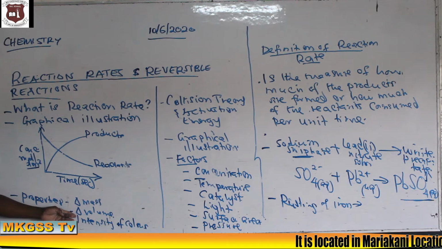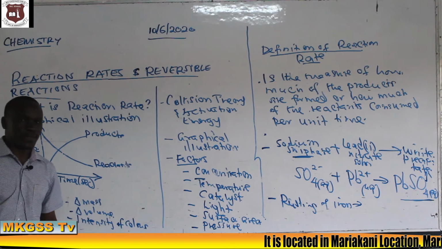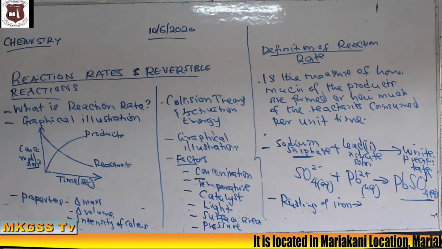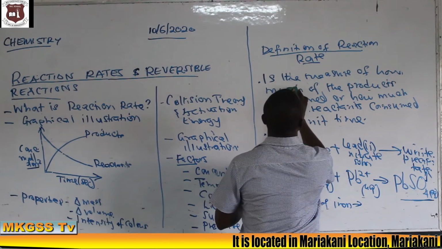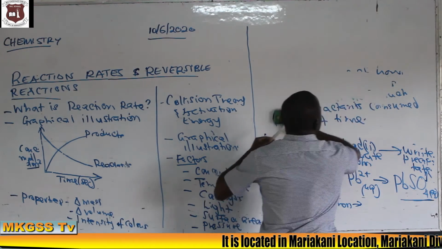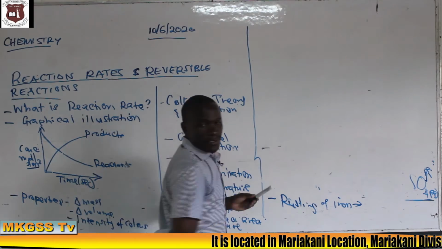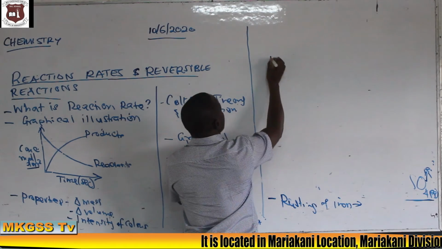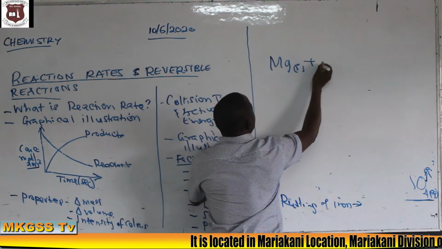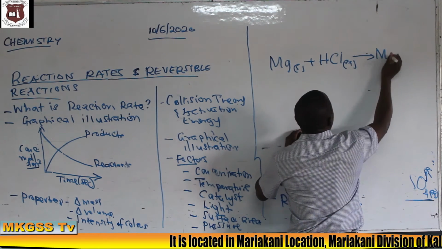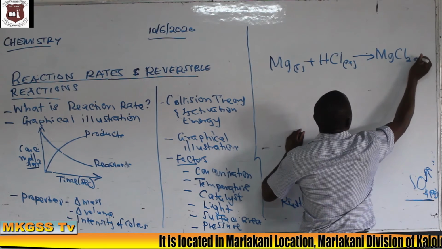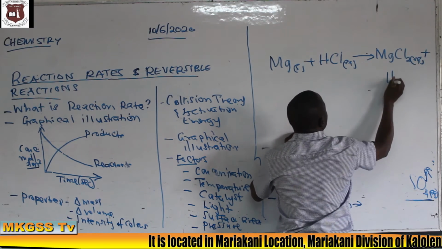The second property is change in volume. This one is especially in a case whereby the reactants are maybe gases. In a case whereby maybe you are reacting magnesium ribbon with hydrochloric acid, you are reacting magnesium and hydrochloric acid to form magnesium chloride and hydrogen gas.